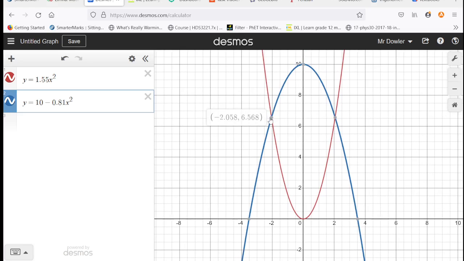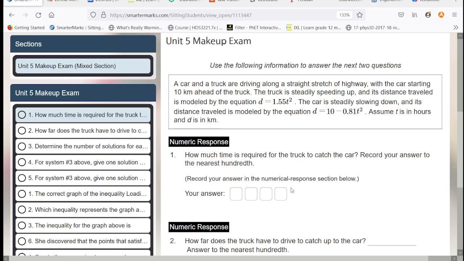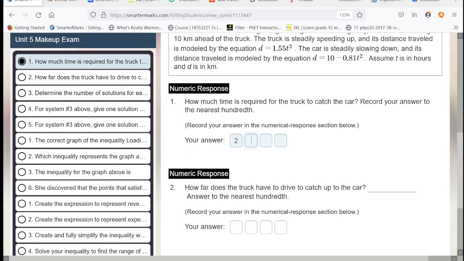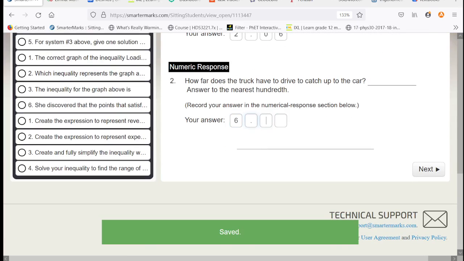Notice that they intersect twice, but they're not going to pass before they leave. We start with time 0, so we can even ignore the negative axes. This is our point of intersection. So to the nearest hundredth, the x coordinate is 2.06, the y coordinate is 6.57. So here the x is our time variable, that's our 2.06, and our y is 6.57.